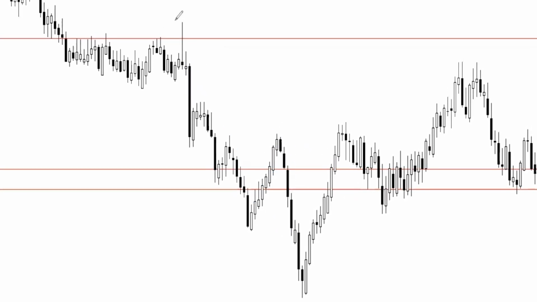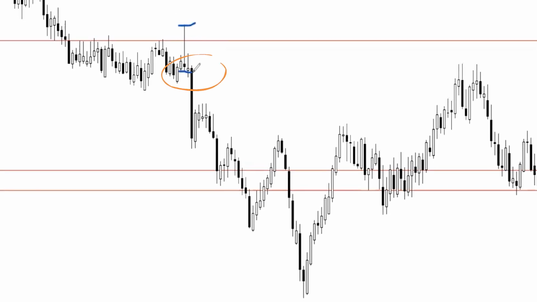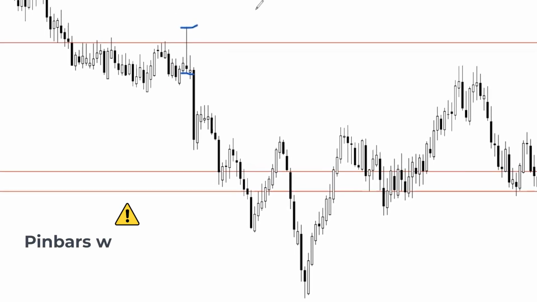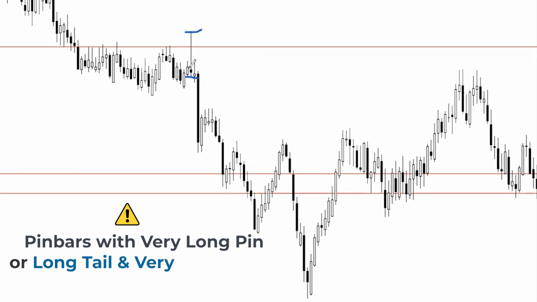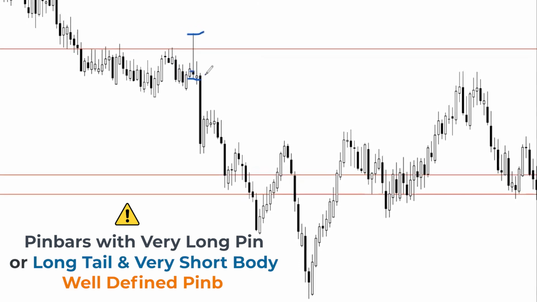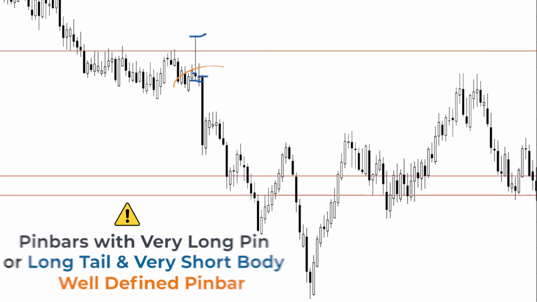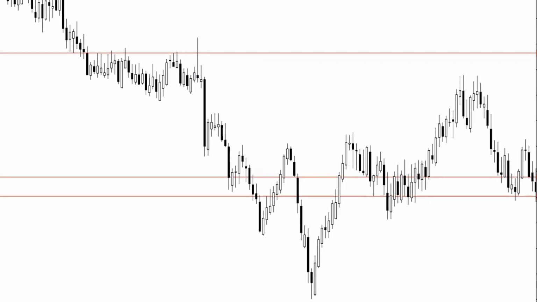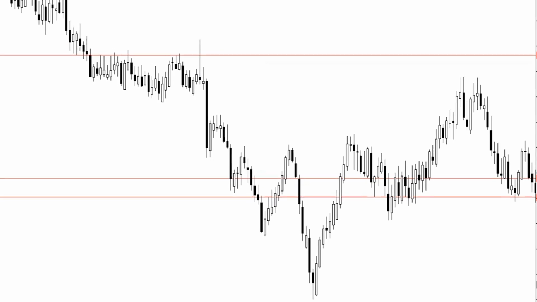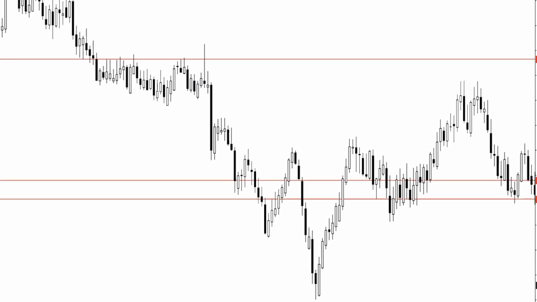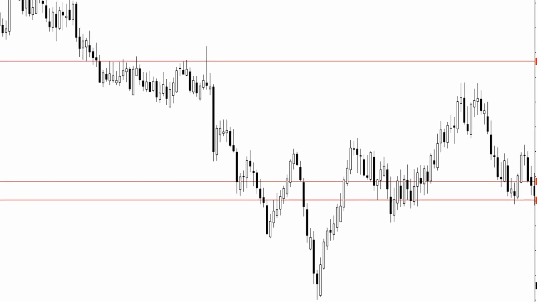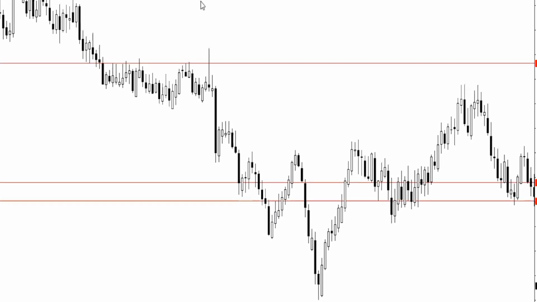So you need to be aware when you see pin bars that have a very, very long pin or a long tail and a very short body. That is the definition of a very well-defined pin bar, but it needs to form at a key event area, either static support or resistance or dynamic support or resistance.